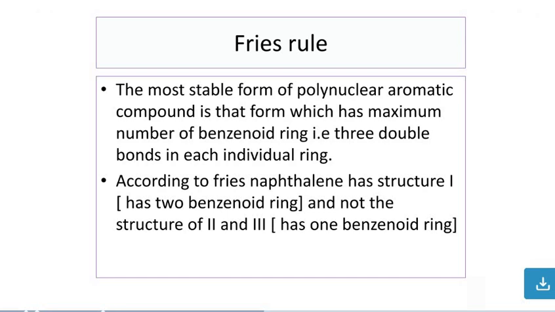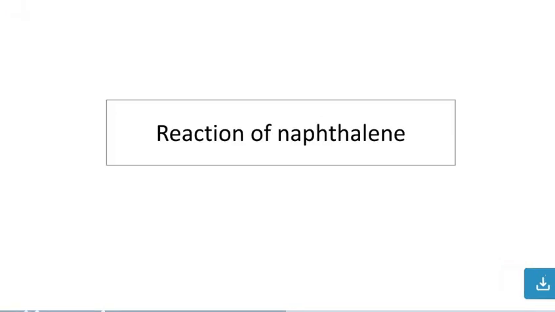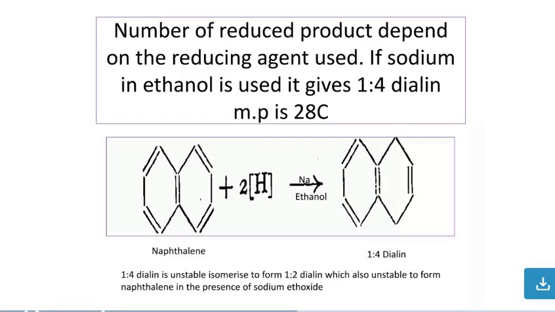So according to Fry, naphthalene has structure 1 with 2 benzenoid rings, and not structures 2 and 3, which have 1 benzenoid ring. Now, reaction of naphthalene. The number of reduced products depends on the reducing agent used. If sodium in ethanol is used, it gives 1,4-diene, melting point.